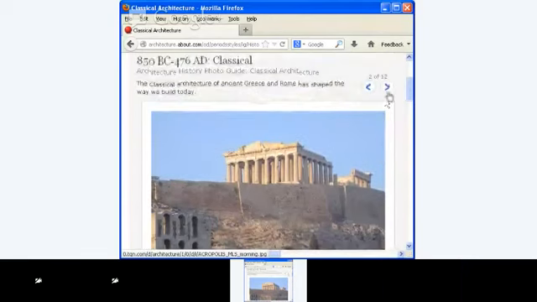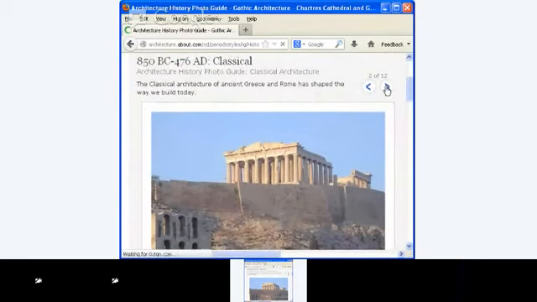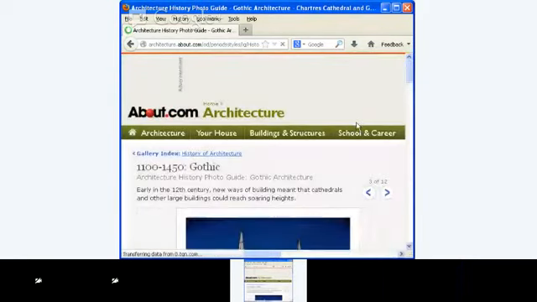All right, let's try another one. Hang on. There is also the Parthenon as well.